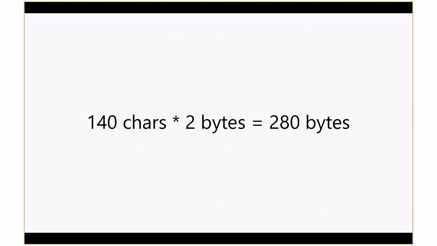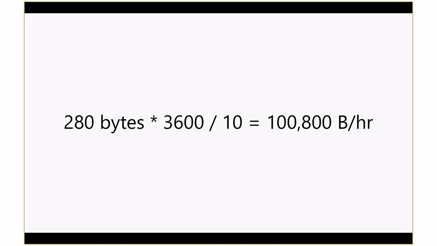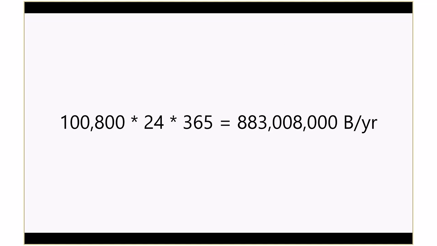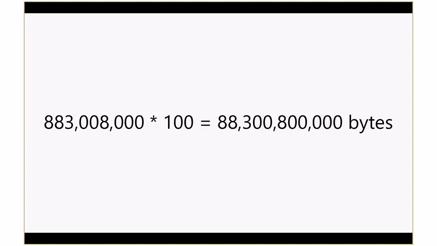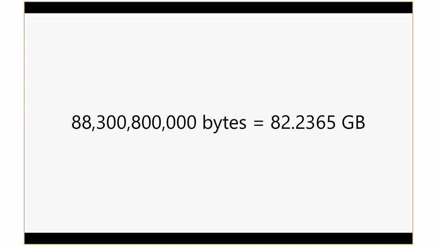every tweet would be 280 bytes, if you take 140 characters and multiply that by 2 bytes. If you then multiply that by 3,600 seconds in an hour and then divide it by 10, because he only writes a tweet every 10 seconds, you'd get 100,800 bytes per hour. You then multiply that by 24 and then by 365 to get to the amount of bytes that that person would generate in a year. And then multiply that by 100 years, right? So if you actually convert that from bytes to gigabytes, you'd get that this person over 100 years tweeting full time nonstop would just generate 82 gigabytes.